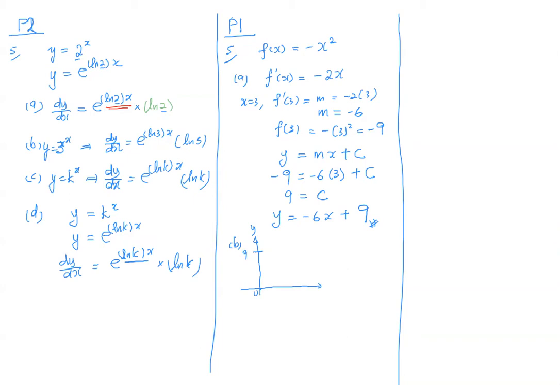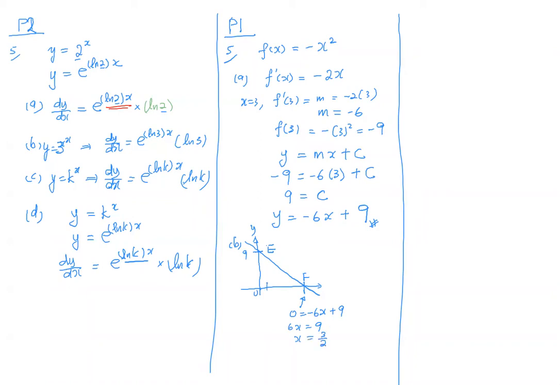Okay, and the gradient is negative, so the graph will go down like that. So this is your point E, and this is your point F. To get the coordinate x of the point F, I put y equal to 0. So I got my 6x equal to 9. So my x will be equal to 3/2.